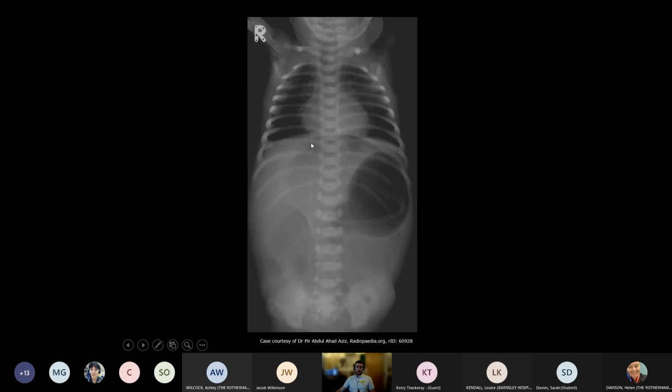And even rarer, we've got cupola sign, where you've got this large amount of free air. Sometimes you might hear it referred to as football abdomen because they'll have a big round lucency within the abdomen that's supposed to represent a football. It's a big rounded area here. But essentially we've got free air below both hemidiaphragms, sat underneath the central hemidiaphragm. That's cupola sign.